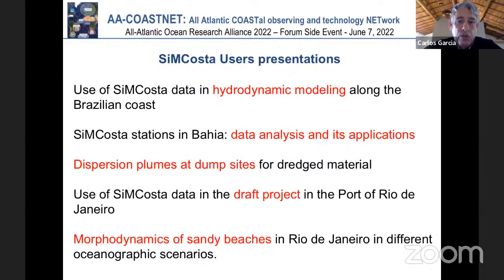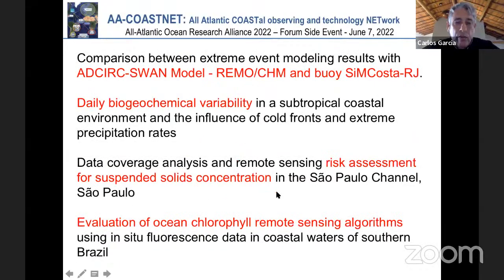So the data have been used for hydrodynamic modeling, data analysis and its application, dispersion plumes for dredging material, the dynamical draft program in Rio de Janeiro, and morphodynamics of sand beaches in Rio de Janeiro as well. We have some people comparing wave modeling with our data, because some of the buoys have biogeochemical sensors. People are looking at biogeochemical variability in some environments along the Brazilian coast, risk assessment of suspended solid concentrations, and also using SiMCosta data to evaluate ocean color algorithms for mapping chlorophyll concentration from space.